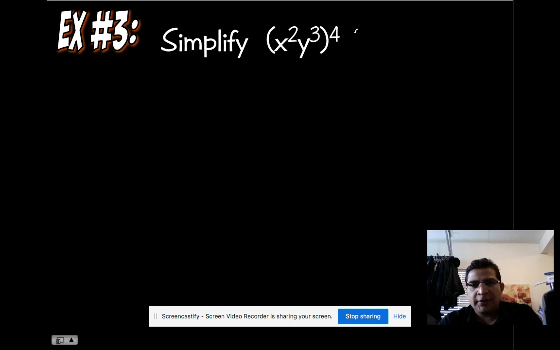All right, number 3. For this one, I have a 4 here. Just like the property stated before, the 4 here is a power. So for a power raised to a power, the exponents just get multiplied. You want to think of this just like a distributive property. So 4 times 2 is 8, and 3 times 4 is 12.